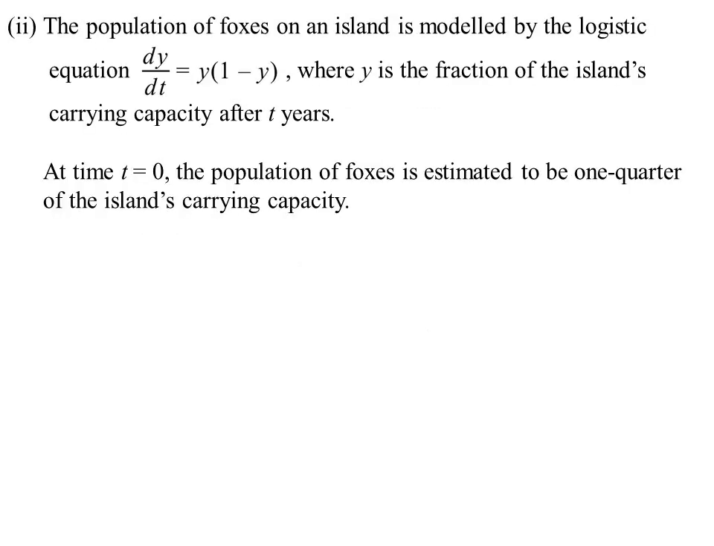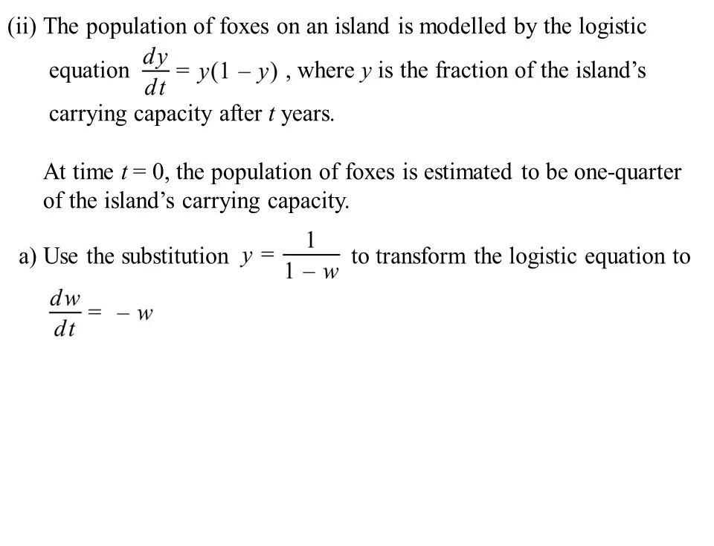Now our logistic equation that we saw yesterday. The population of foxes on an island is modelled by our logistic equation there, dy/dt equals y(1 minus y). At t equals 0, the population of foxes is estimated to be 1/4 of the island's carrying capacity. Now, carrying capacity is basically the maximum population that the environment can handle. So how much it can carry. It would be the horizontal asymptote. Remember the shape of that logistic curve? Basically it's that horizontal asymptote.